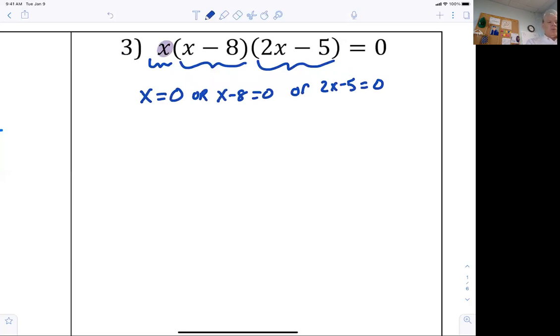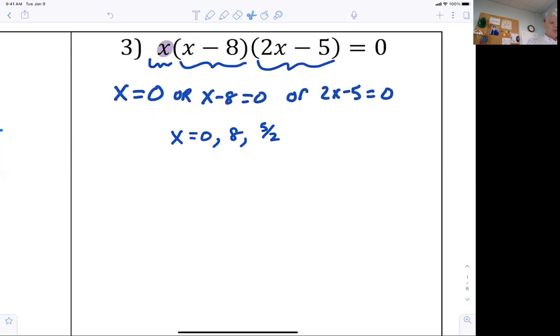Now what you do is you just solve each individual equation. So x could equal either 0, 8, or what? Good job. 5 halves. Now, how did I do that? I just basically looked up here at the equations, and because we are experts at mental math, we can just solve those.